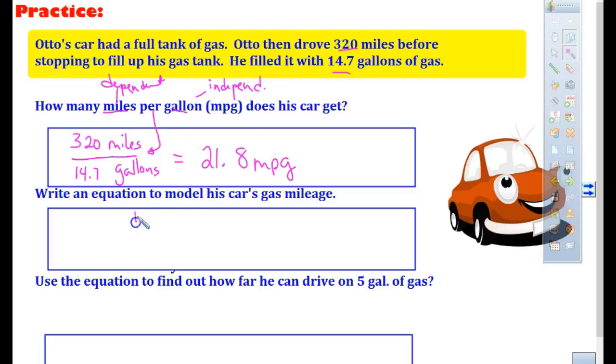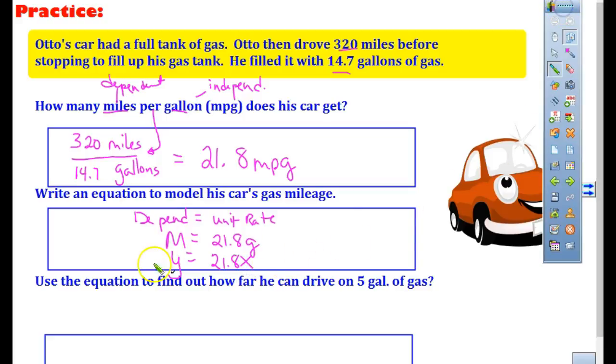So we want to put dependent, which is our miles. Sometimes people like to use Y, like we said before, equals our unit rate. What is our unit rate? The 21.8 times, in this case, the gallons, G, or 21.8x. I would take either one of these two equations.